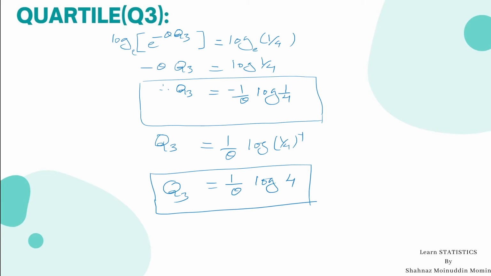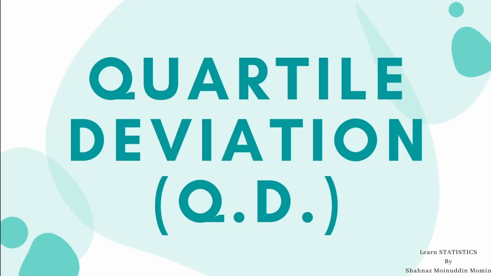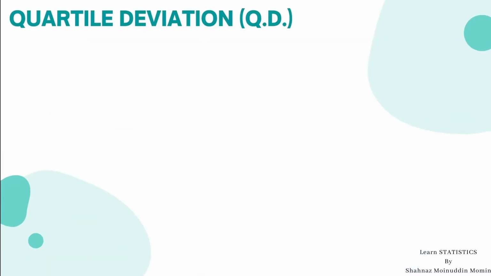The next point, the second point of this lecture, is quartile deviation, which is abbreviated as QD. The quartile deviation QD is defined as Q3 minus Q1 divided by 2. Substitute the values of Q3 and Q1, which we have already learned in the previous slide.